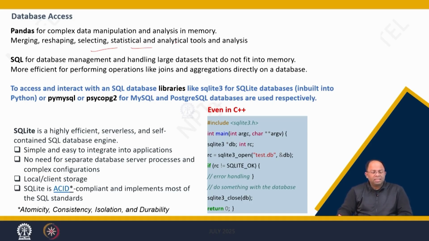So to access and interact with an SQL database, libraries are required. Now, what are these libraries? Libraries are a special group of functions which give us the ability to access a database. For example, the library is sqlite3 for the SQLite database, which is inbuilt into Python. Now, the SQLite database we will talk about. So it's an inbuilt database in Python.